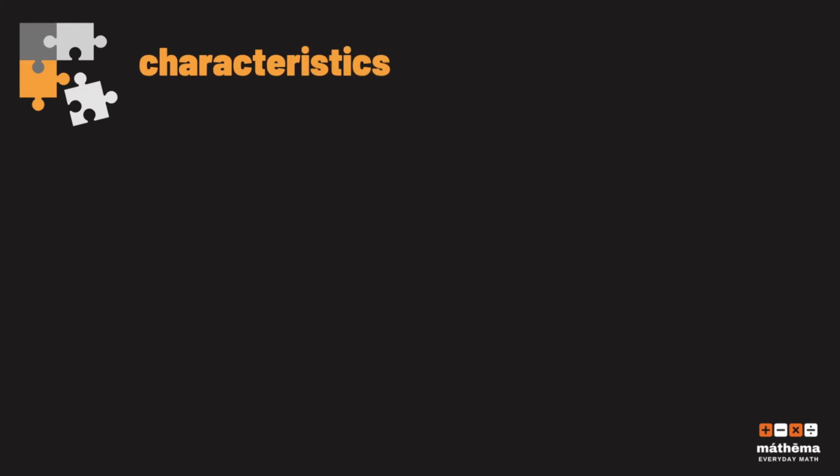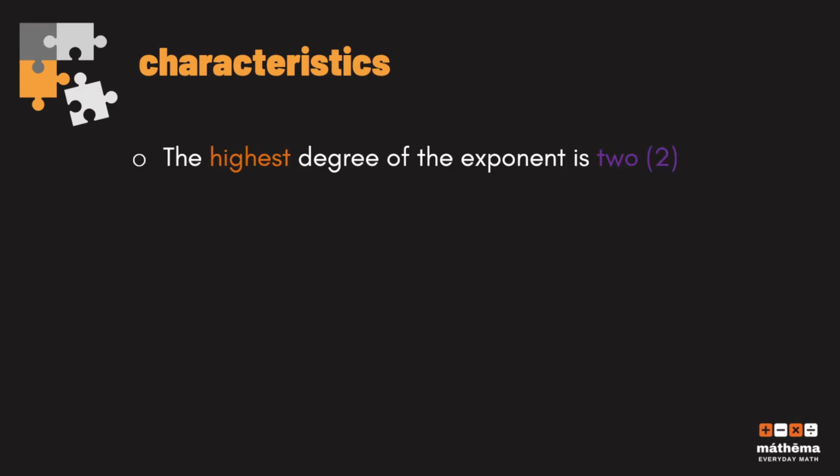So what are some of the characteristics of our quadratic equation? Number 1, the highest degree of the exponent is 2. So always remember that when we are dealing with quadratic equation, the highest degree or exponent is 2. Not 1, not 3, but 2. The coefficient a cannot be 0. We'll explain that one later. Why is it that a cannot be 0?